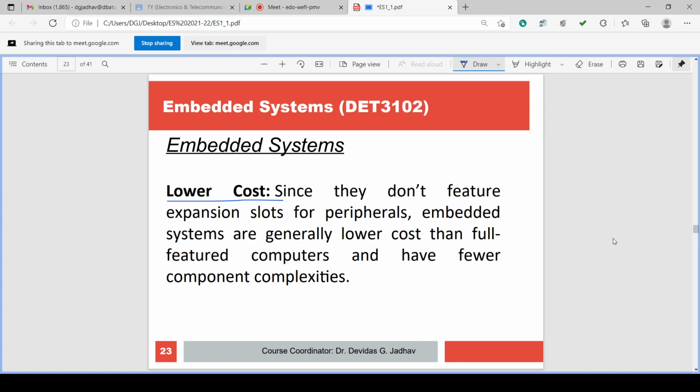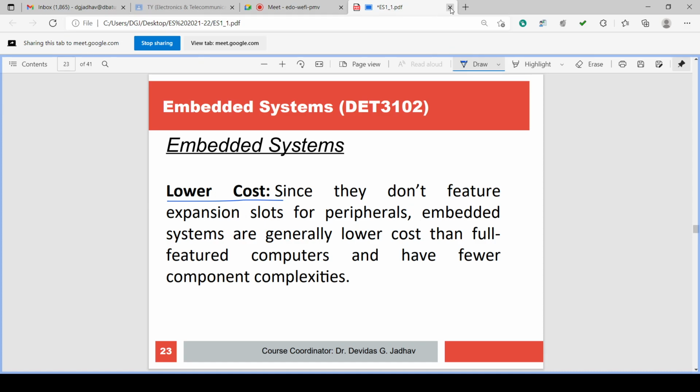Embedded system is not a general purpose system, lower cost. So since they don't feature expansion slots for peripherals, embedded systems are generally lower cost than full featured computers and have fewer component complexities. Okay, so these are some of the characteristics of the embedded system we have seen.